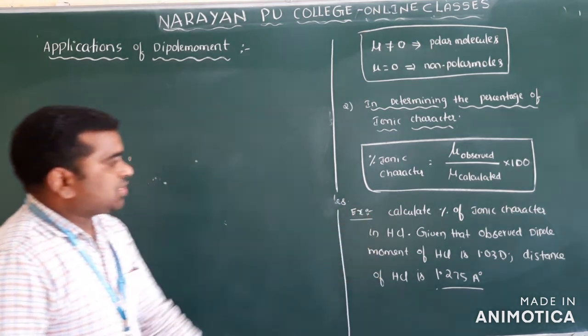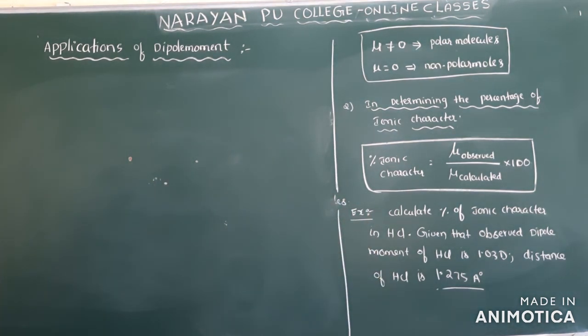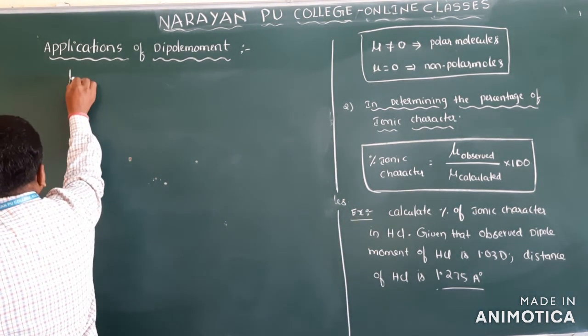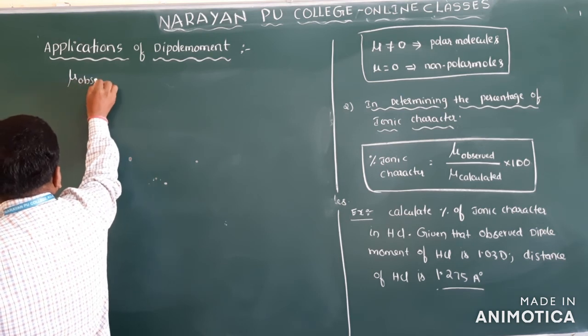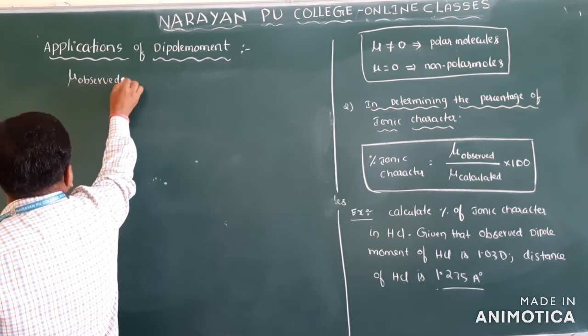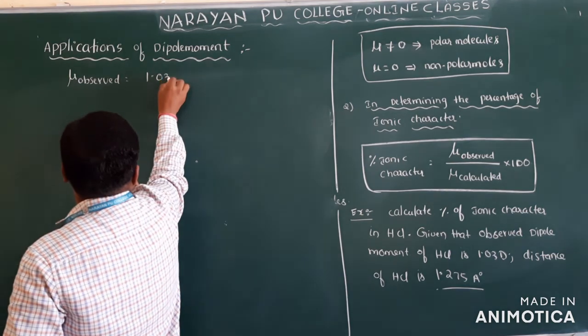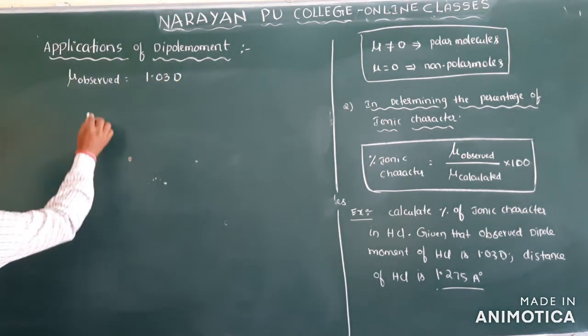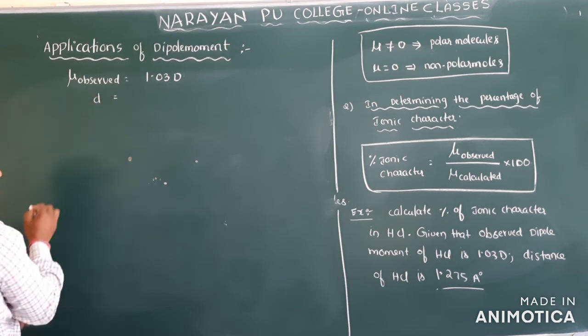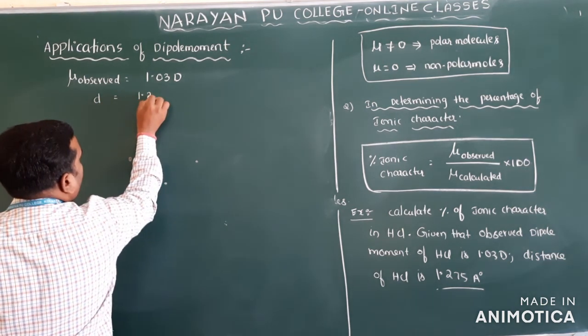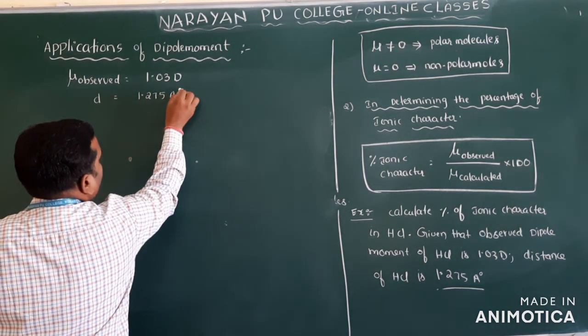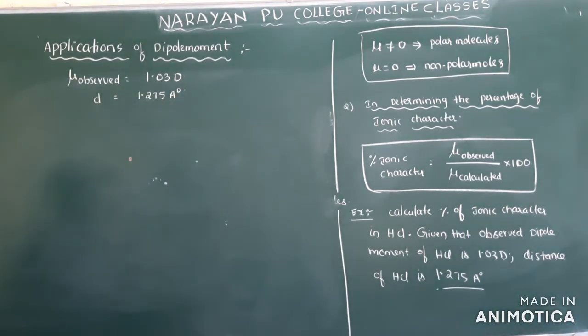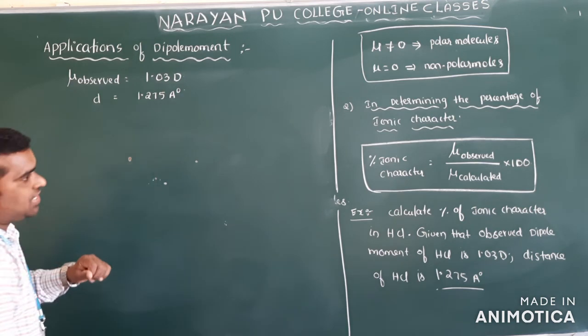Clear? So we will solve this problem here. First, what they have given, we have to write mu observed. How much have they given? 1.03 Debye. Clear? The distance d they have given is 1.275 angstrom. Now they are asking to calculate the percentage of ionic character.